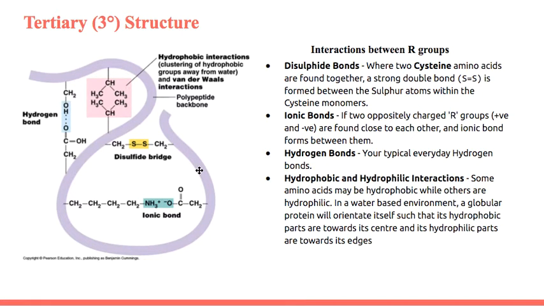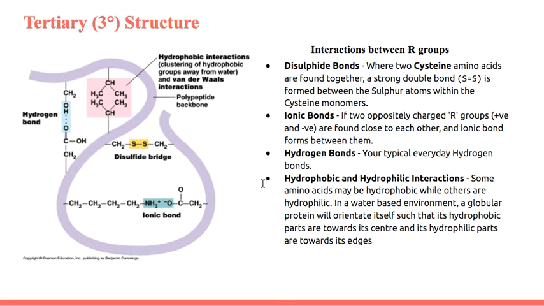So like the pictures show here, the first one is disulfide bonds. The sulfur in cysteine amino acids will interact with each other, and they form a kind of strong bond. And then there's the ionic bond between the R groups. And then hydrogen bonds are basically the ones that already formed in the secondary structure that's contained in the tertiary structure. And there are hydrophobic and hydrophilic interactions.